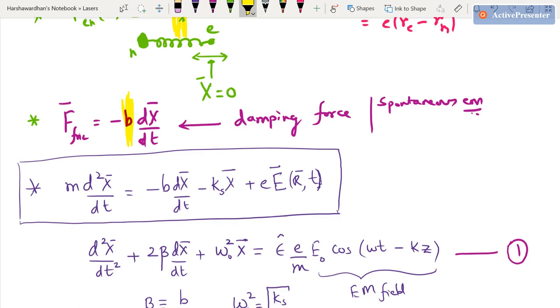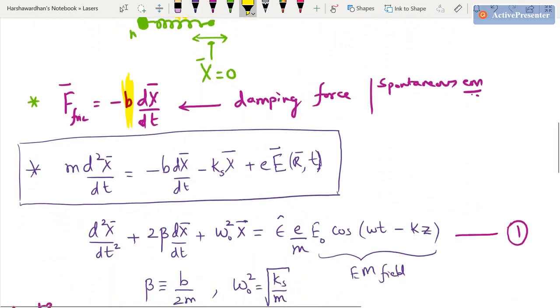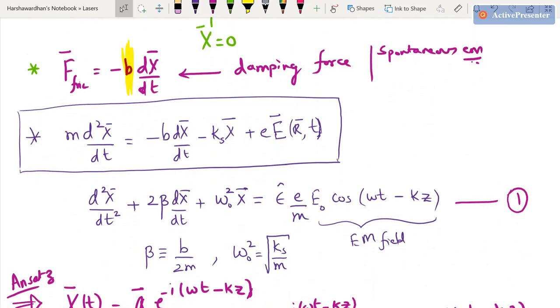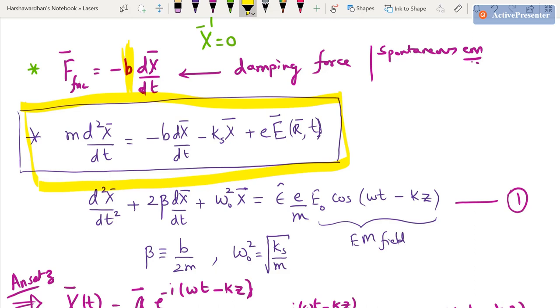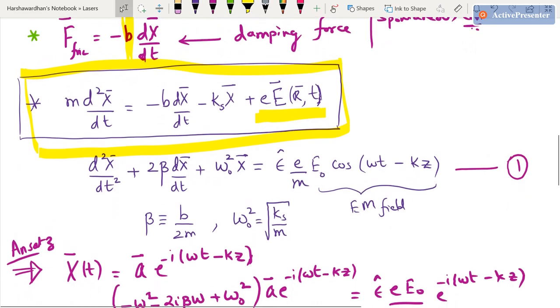If you put all these forces together, one can come up with a final equation that essentially governs the Lorentz model of the light-atom interaction. So the equation is this. On the left-hand side you have the acceleration, then you have the frictional force, which is minus b times dx over dt, then you have the spring force or the binding force arising from the electron-nucleus coupling, and you have the external force coming from the electromagnetic field impinging on the atom. Now I rewrite it explicitly, putting in clearly the harmonic dependence of the electric field and so on.